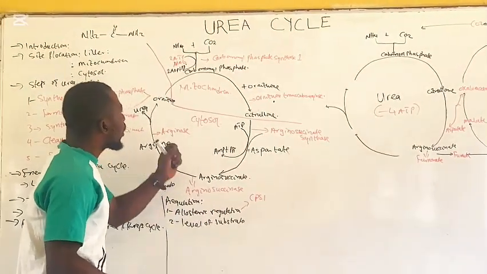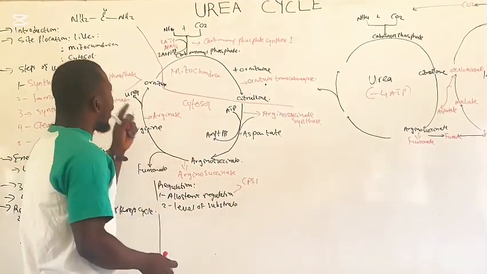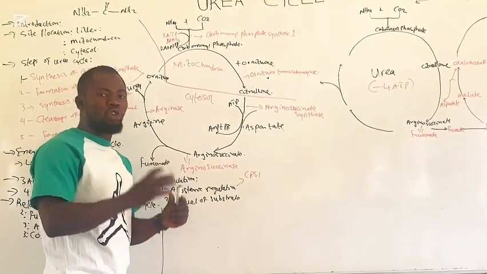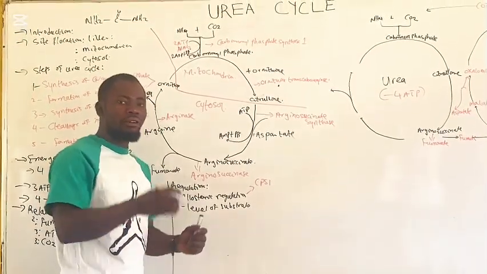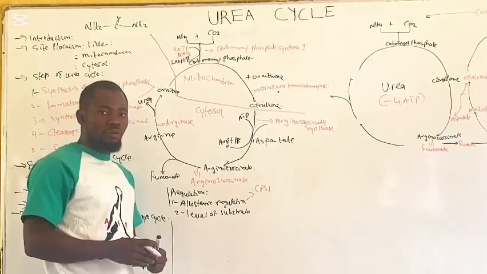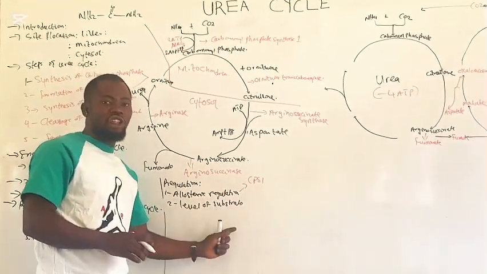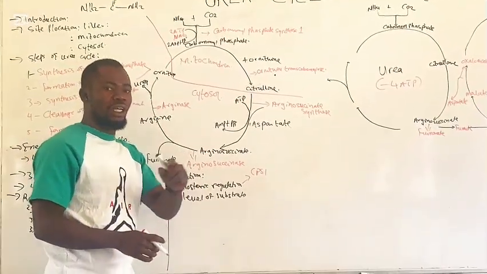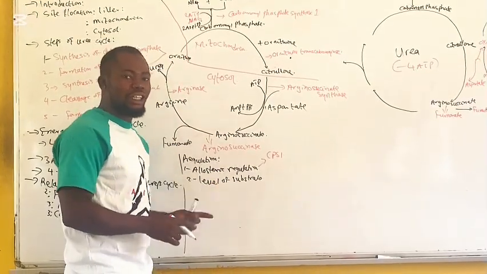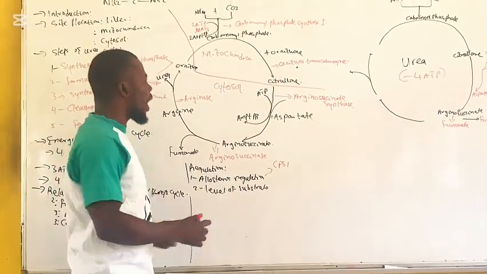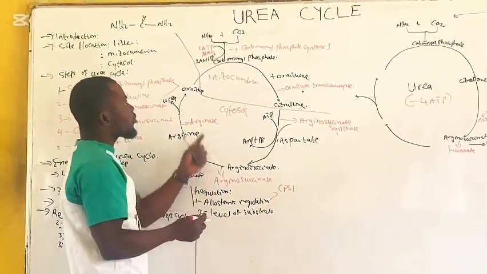Carbamoyl phosphate synthetase 1 cannot perform its action without NAG, and N-acetyl glutamate is formed by the reaction between glutamate and acetyl-CoA in the presence of the enzyme N-acetyl glutamate synthase. Now, the factor that increases the activity of N-acetyl glutamate synthase is arginine. So, an increase in the concentration of arginine will in turn increase the synthesis of N-acetyl glutamate, and the increase in N-acetyl glutamate will activate the enzyme CPS1, which will in turn regulate the urea cycle.